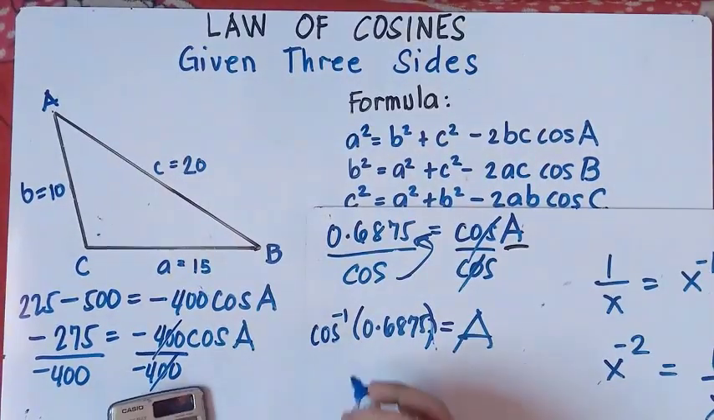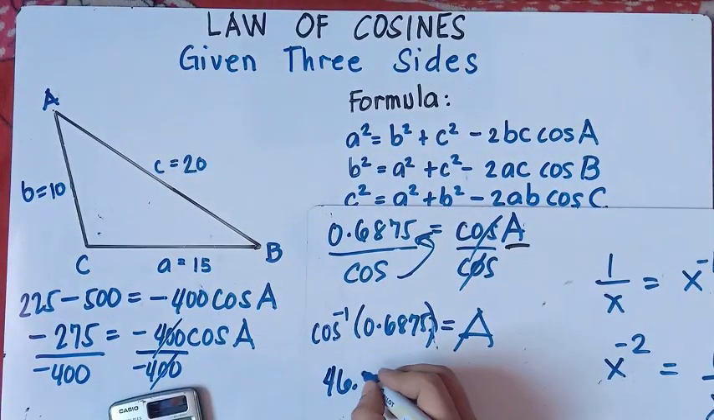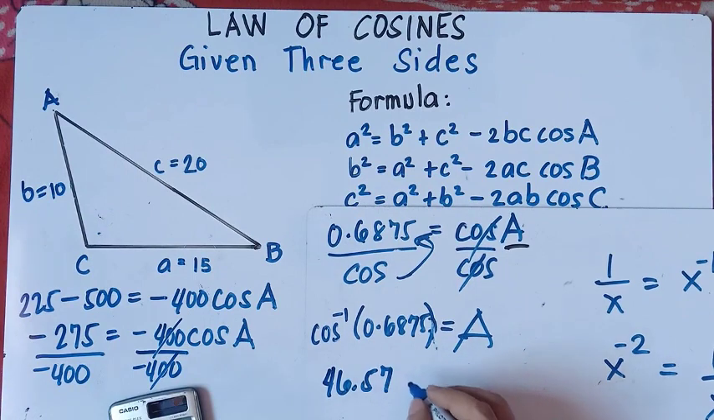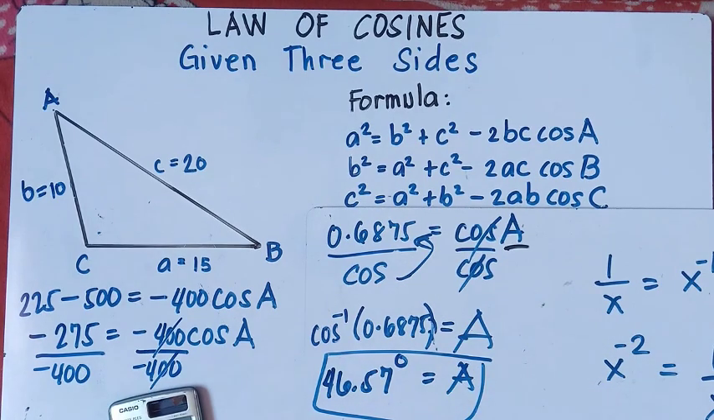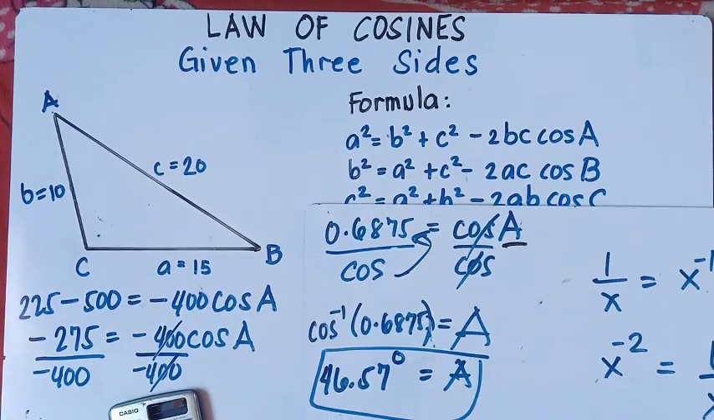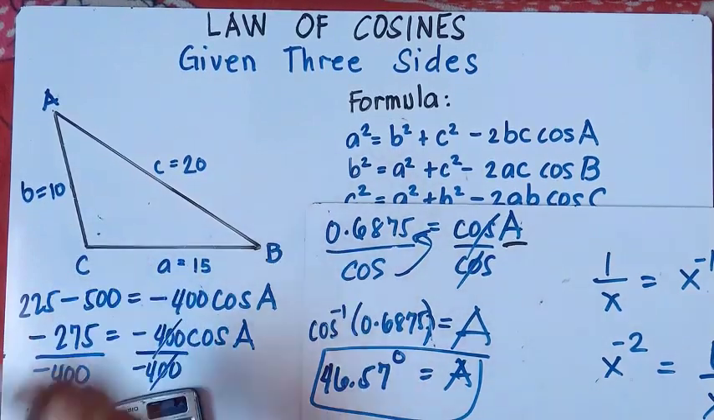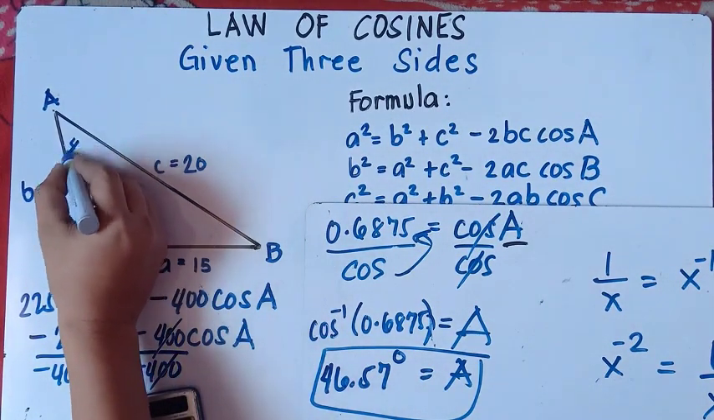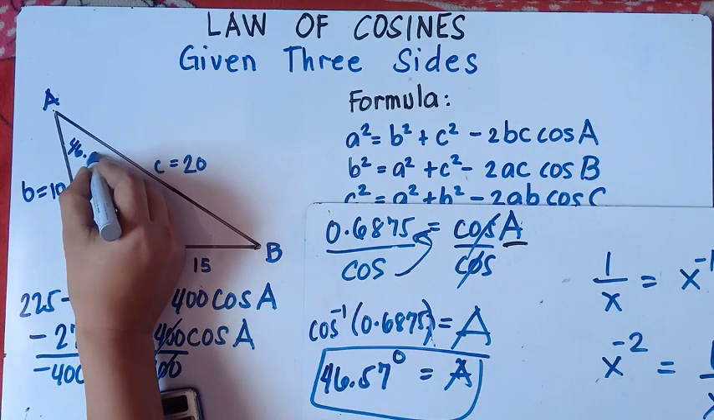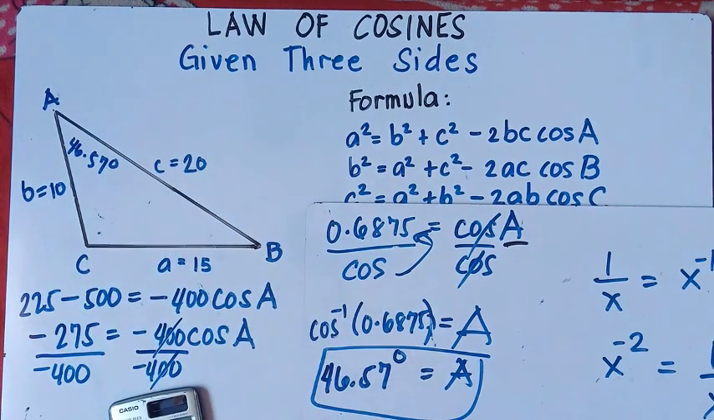46.57 degrees for angle A. So that's it, class, for angle A. So let's label this one for angle A, 46.57 degrees. Alright, that's it for angle A.